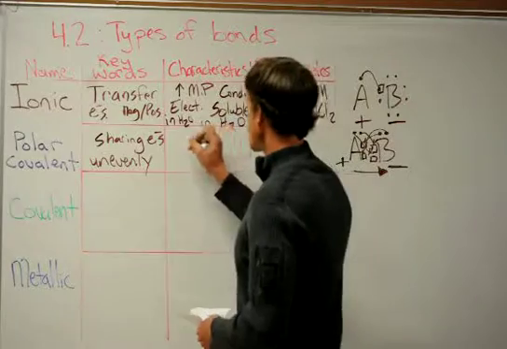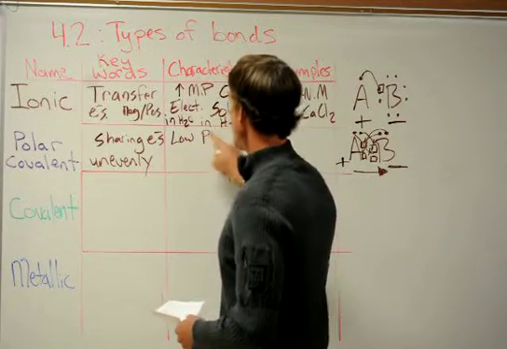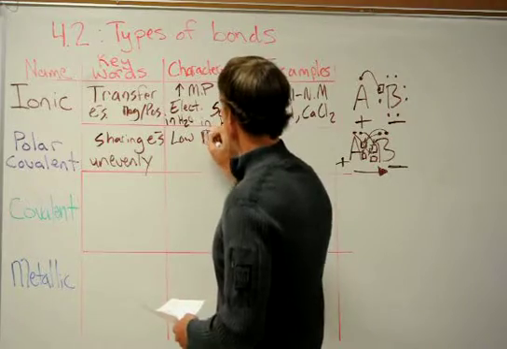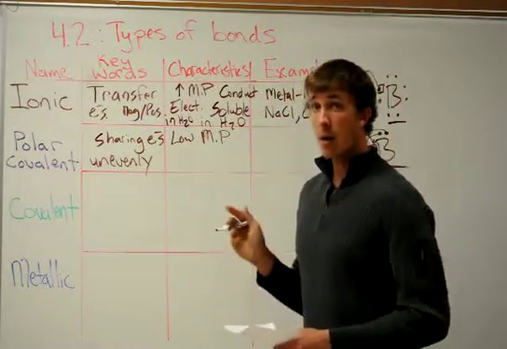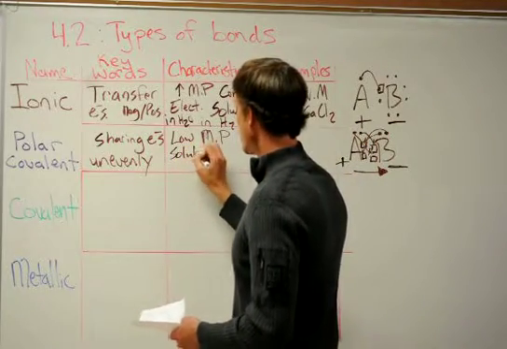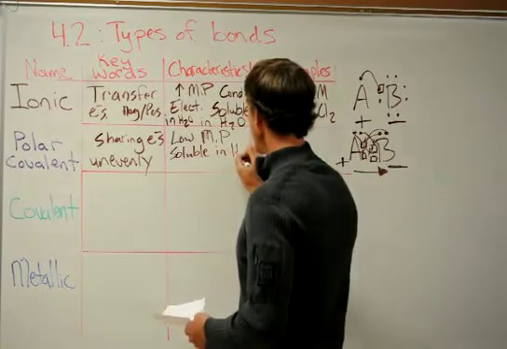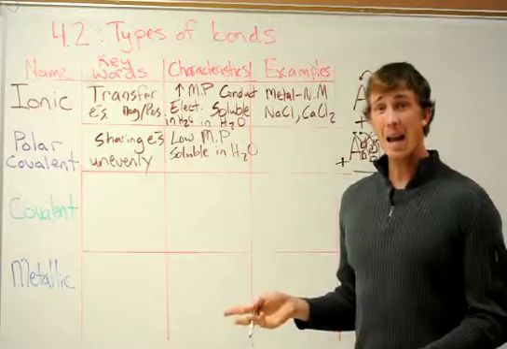Okay? So characteristics, it's not as strong of a bond, so it has a low melting point. It is polar, so therefore water is an example of that. So it is soluble in water. Okay? And it does not conduct, because it doesn't have any ions, it has no metal.